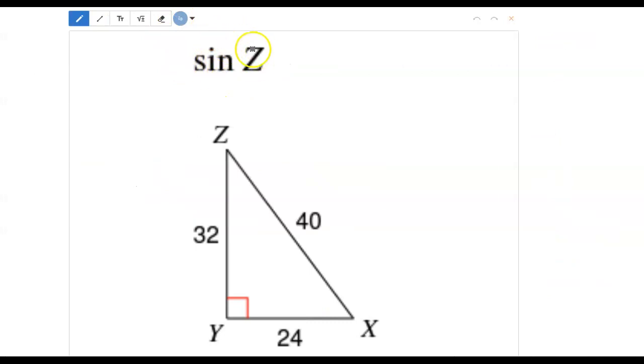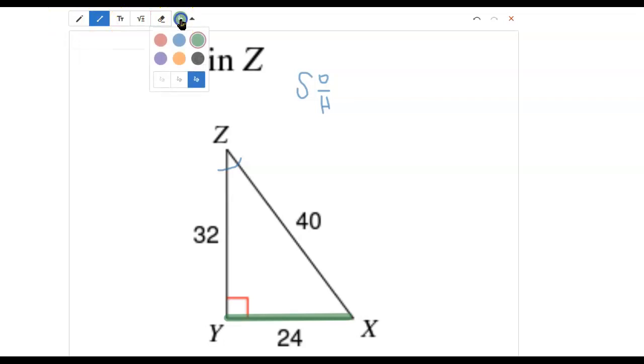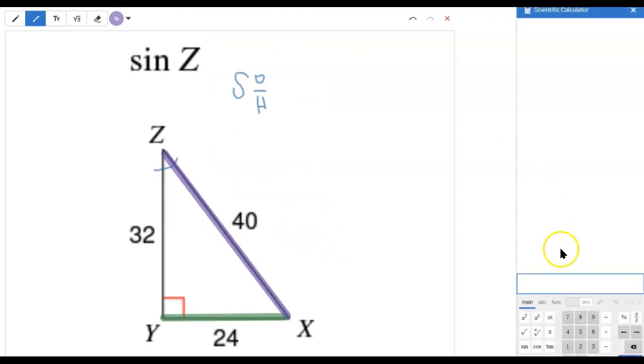Here we're looking for sine Z. So here's our referenced angle. Sine is always opposite over hypotenuse. So we're going to look at Z and find the opposite line. That one's right there. Our opposite line segment is 24. And our hypotenuse, which is our longest line, is going to be 40. So opposite over hypotenuse is 24 divided by 40.